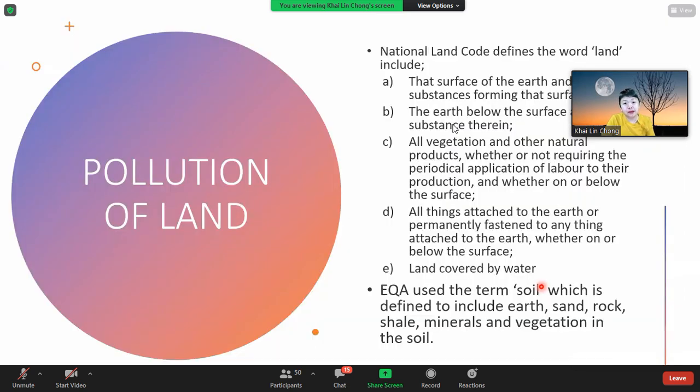Alright. Okay. Then we're coming into soil pollution of land. So National Land Code defines the word land as the surface of the earth and all substances. Apa itu tanah? Okay, surface, below the surface, earth below the surface and all substances. Okay, vegetation and other natural products. And then all the things that are attached to the earth or permanently fastened to anything attached to the earth. Land covered by the waters. So EQA used the term soil, which is defined including earth, sand, rock, shells, mineral and vegetation in the soil. So that's why when I teach you, I tell you it's soil pollution.